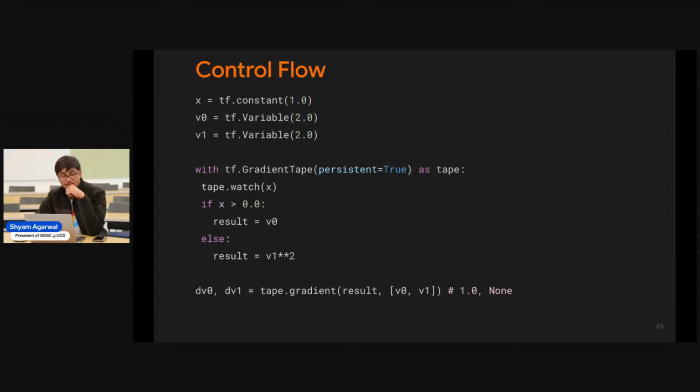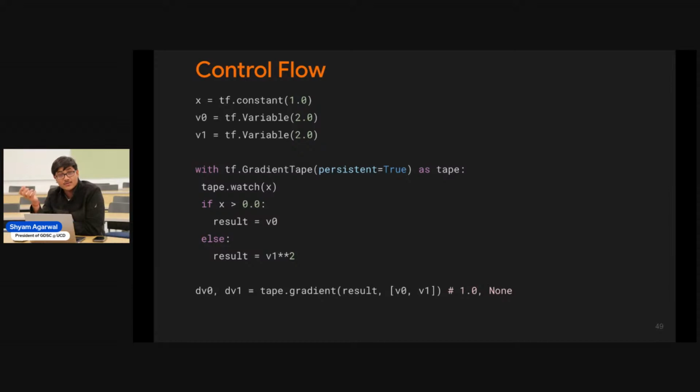So I'm defining my x to be a constant, v0 and v1 to be my variables. And now what I'm saying is, if x is greater than 0 on my gradient tape, the result should be v0. Otherwise, the result should be v1 squared, right? So this is a simple branch, either using v0 or v1. And in this case, since x is 1, it's greater than 0. So we go down the first branch, and the derivative with respect to v0 is basically just 1, right? And the derivative with respect to v1 is nothing, which is to say that there's no gradient here, right?